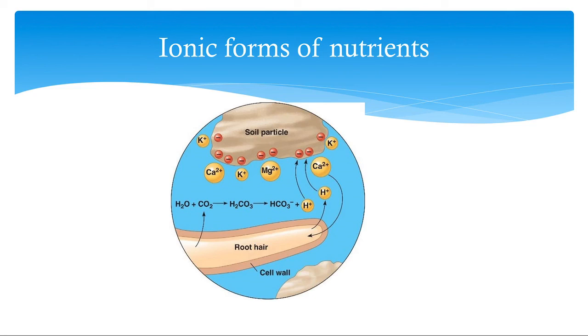Magnesium, double charge. Again, it's held onto the soil particle. Potassium, there's another calcium, another potassium. So positively charged ions of these nutrients are held on to negative charges on the soil particles. Clay has a lot of negative charges. Organic matter has a lot of negative charges as well. Okay, and then they exchange them. The root hair takes them in, the root hair gives them out. And they can penetrate these cell walls. They're taken in the soil solution in the water, dissolved in that. So some comes in, some goes out.